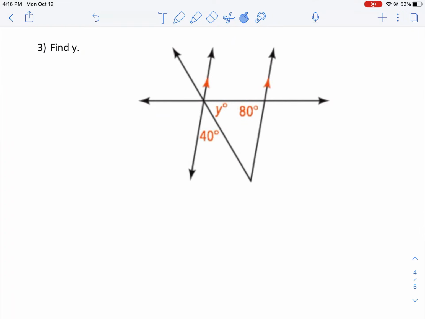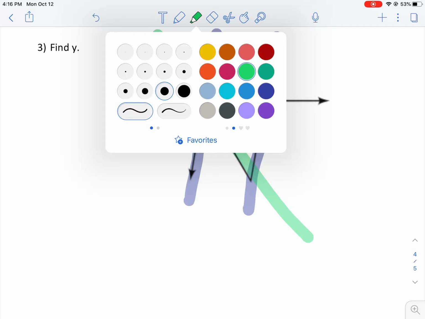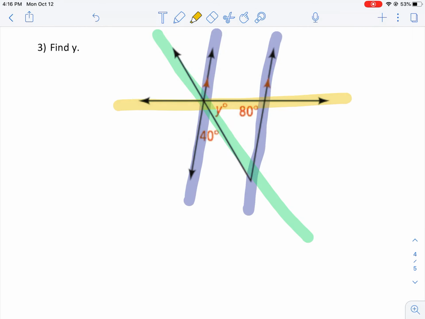All right, so number 3 has a couple of extra things going on. And so when I see lots of different lines, sometimes it's really helpful to just clarify what I'm looking at. These are my parallel lines. Now I have two choices of transversals because this line cuts through them and this line cuts through them. So now I'm trying to find out which one of these is going to be helpful for me.